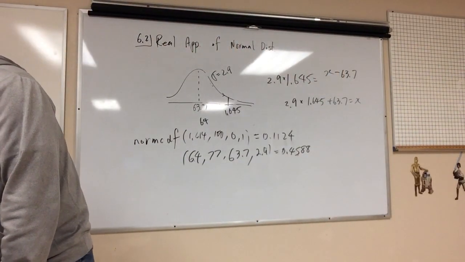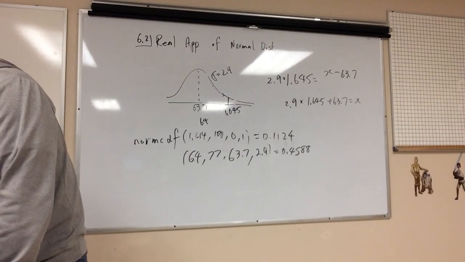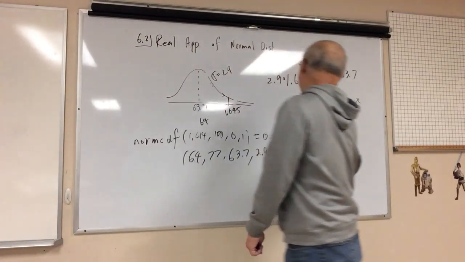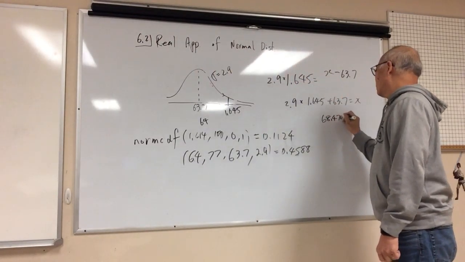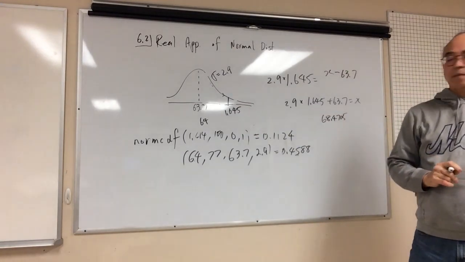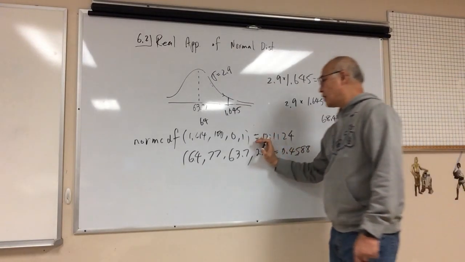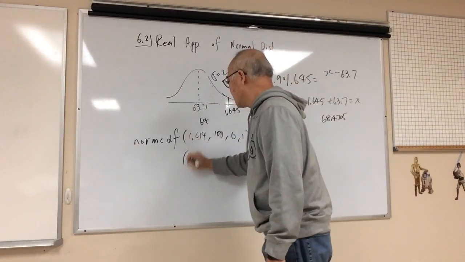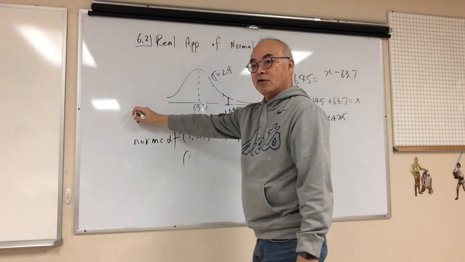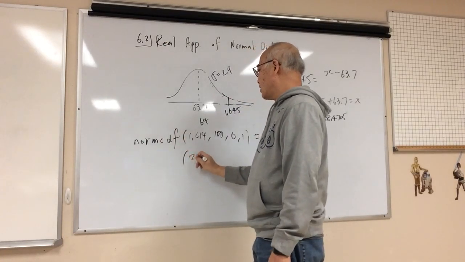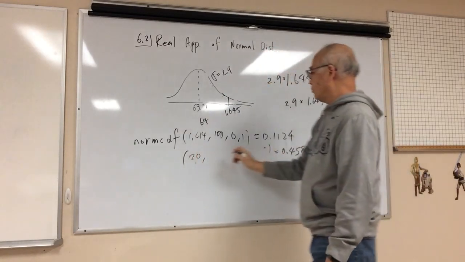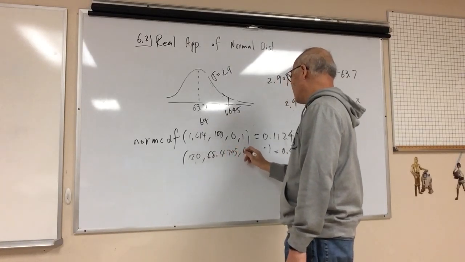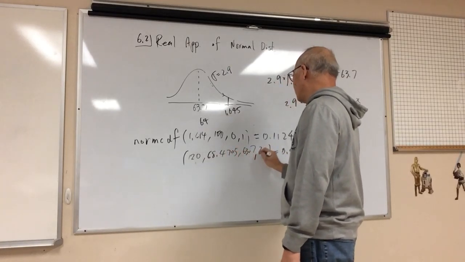And if I do that, I would end up with 68.4705. How would I verify this? I can just put it in here. I can go with my lower level of somewhere over here, 20 sounds like a good number, to 68.4705, with a mean of 63.7 and a standard deviation of 2.9.